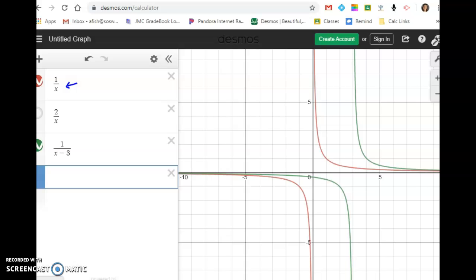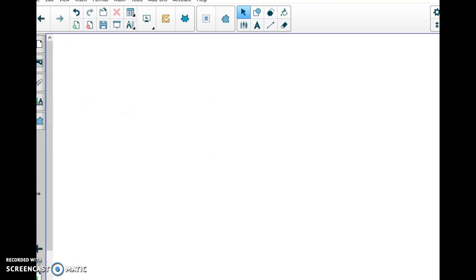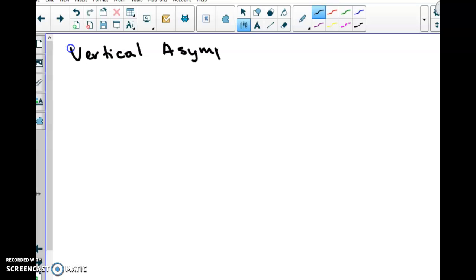I'm going to show you how you can be given a function. You don't necessarily have to graph it. You can find information off of the graph algebraically, in terms of like the horizontal and vertical asymptotes and that kind of information. So vertical asymptotes can be found algebraically.